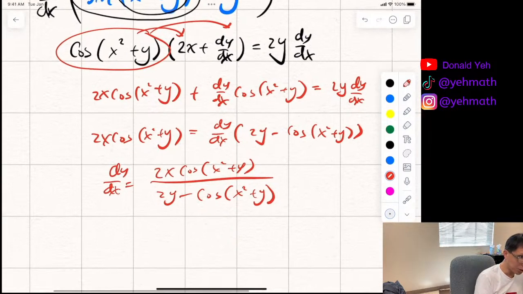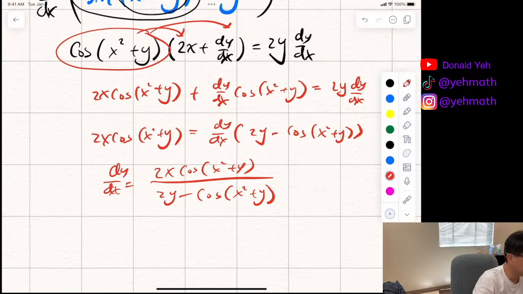Okay. Make sure, please don't cancel something when you don't have to. Last year, I've seen people cancel out the x cosine of x squared plus y and the cosine of x squared plus y, and the answer is 2x over 2y, and the answer will be x over y. No, don't do that. Then some crazy stuff happens. Okay, so this is all pretty easy. Let's talk about second derivative.